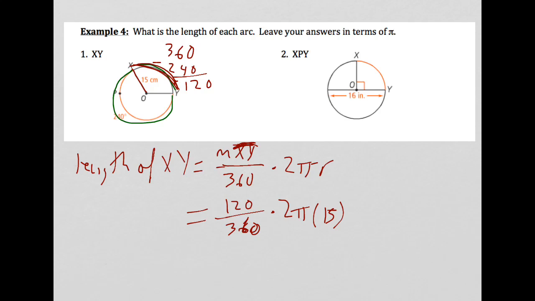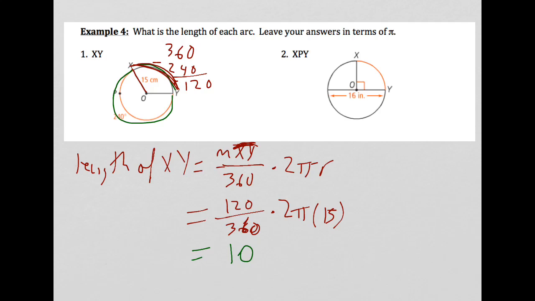Now the key part here in the directions is where it says leave your answers in terms of pi. So on your final answer, pi should still be in your answer. So what we want to do is take 120 divided by 360 times 2 times 15. Remember, multiplication is commutative, so we can multiply in any order. When we do it like that and leave the pi out, we'll get a whole number, and in this case it would be 10.